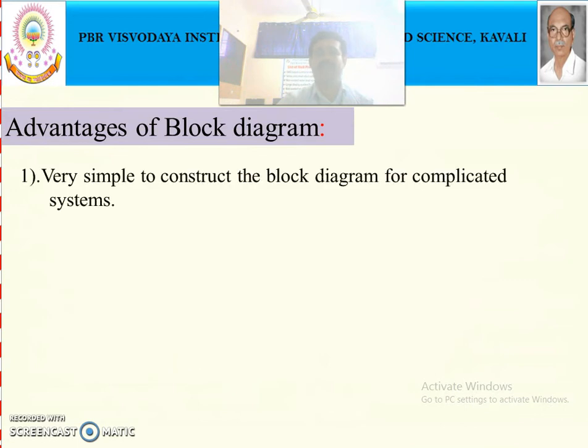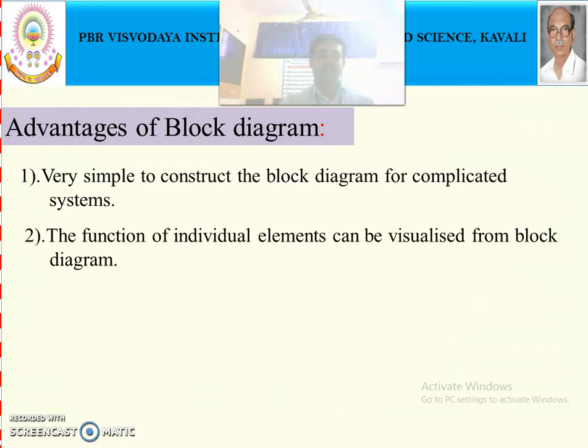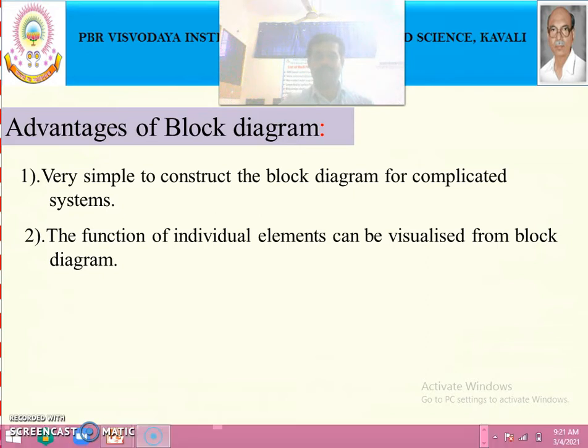Advantages of block diagram. Block diagrams are very simple to construct. If you have a very complex system, then by simple methods we can construct the block diagram. So construction of a block diagram for a complex system is very easy. Second, the function of individual elements can be visualized from the block diagram. In a system we will have many components, and the function of each individual element can be easily visualized from the block diagram.